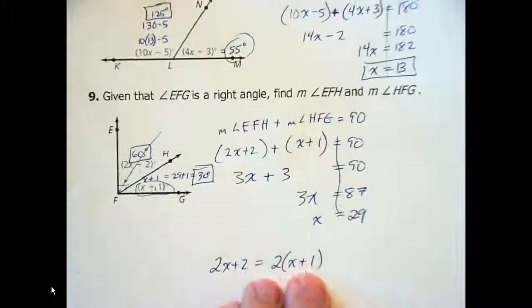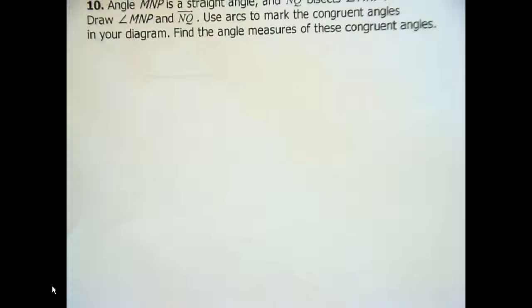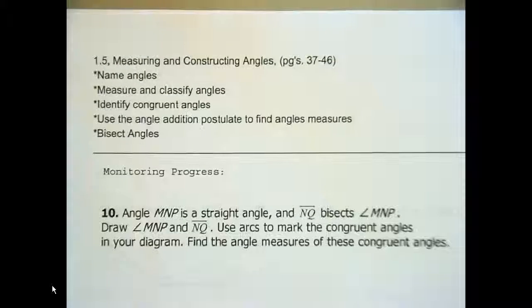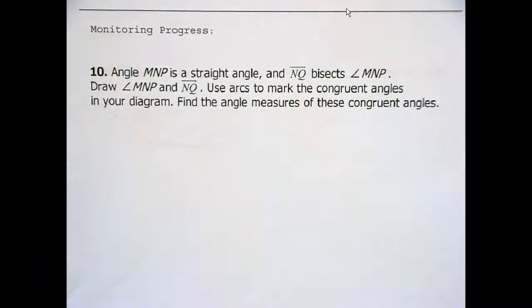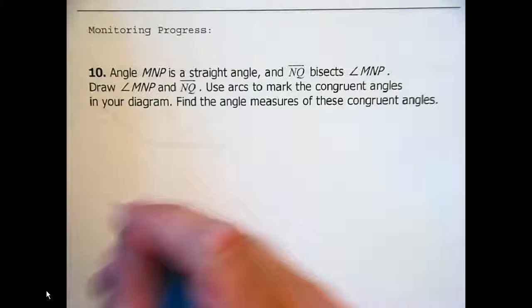All right. Any questions? All right, I need you to take out yesterday's assignment, please, or Thursday. 1.4, I want to score that, and then we'll come back to this problem here. So this last problem, you need to draw a picture for that scenario. The angle MNP is a straight angle. So how do we draw a straight angle? Yeah, we just draw a line.